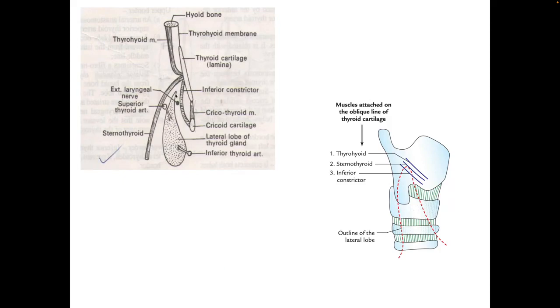That is the reason why whenever there is enlargement, this part cannot enlarge. Okay, so the apex of the thyroid gland cannot enlarge. There is a restriction. This is the thyroid cartilage and this is the oblique line. And this is how the attachment is present. Thyrohyoid, sternothyroid and inferior constrictor. And between these two the apex comes.